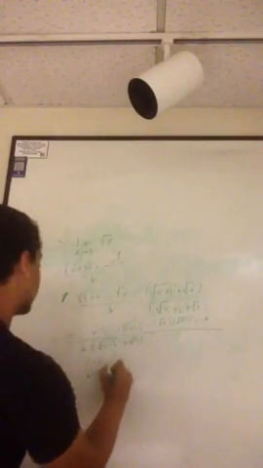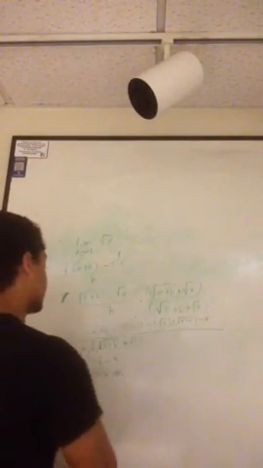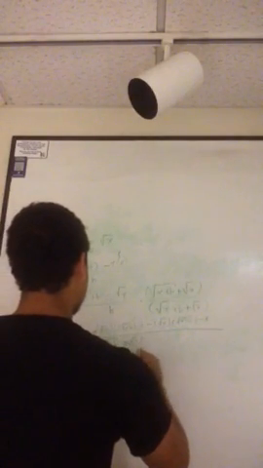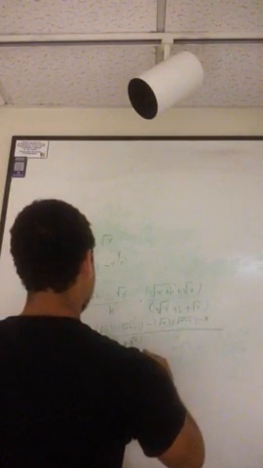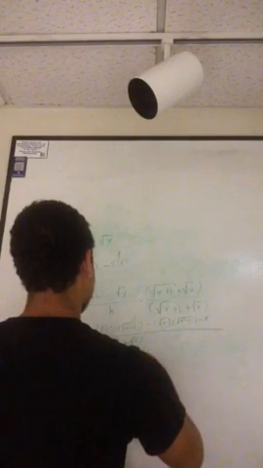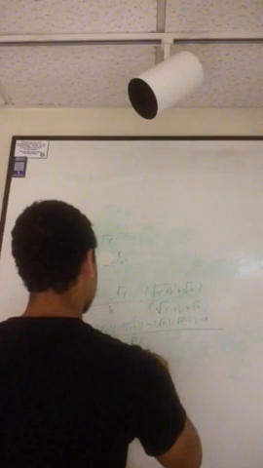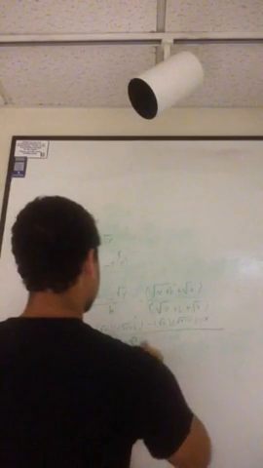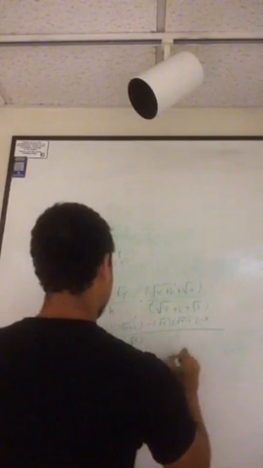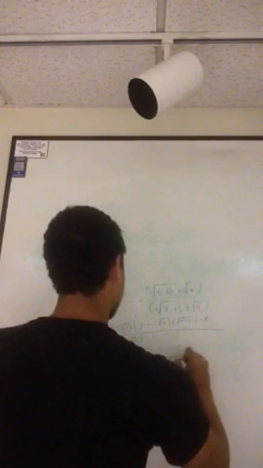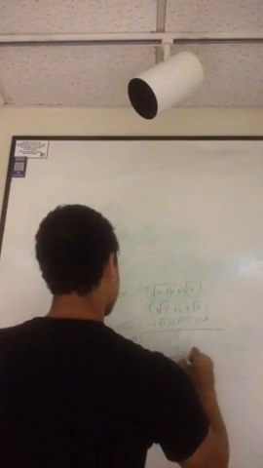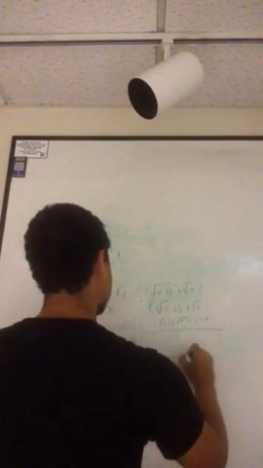Now notice that these two x's at the top can also cancel out. So we're just left with h over h times the square root of x plus h plus the square root of x. Now the h's cancel out, and what we get is 1 over the square root of x plus h plus the square root of x.